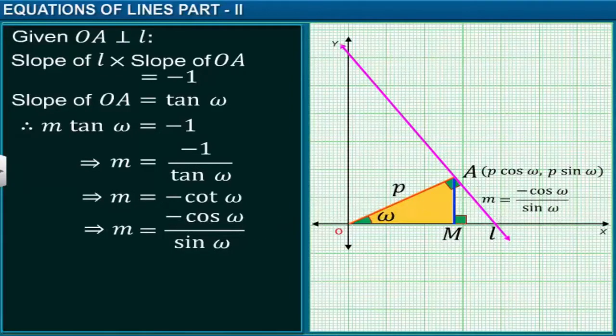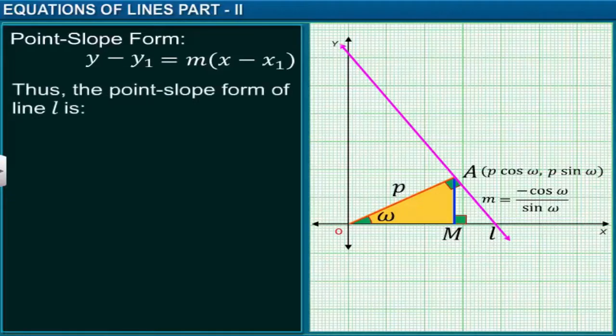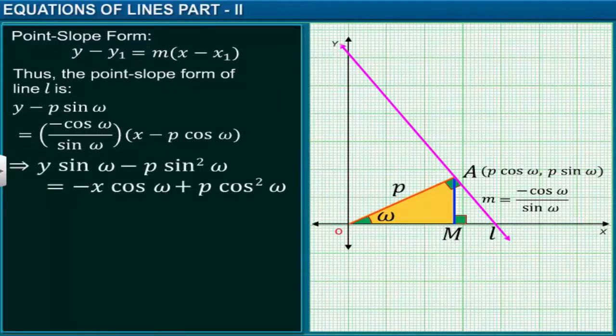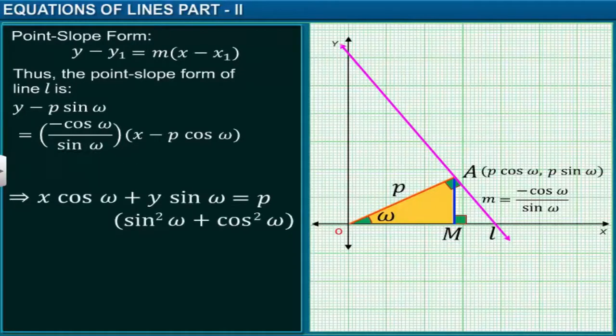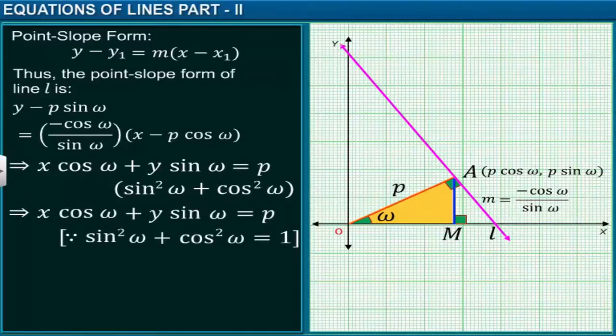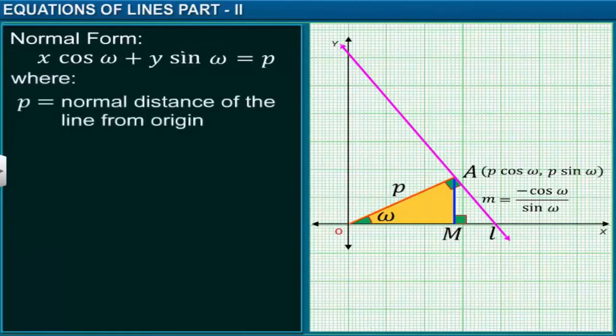We already know the point-slope form of the equation of a line with slope M passing through a given point (x1, y1). Substituting the values of slope M of the line and the coordinates of point A in the point-slope form, we get this. On simplifying, we get the equation of the line as x cos omega plus y sin omega is equal to P. This is the normal form of the equation of a line, where P is the normal distance of the line from the origin and omega is the inclination of the normal drawn from the origin to the given line.